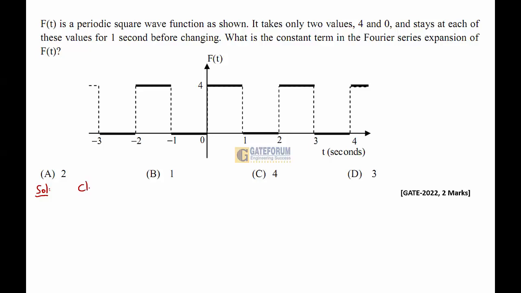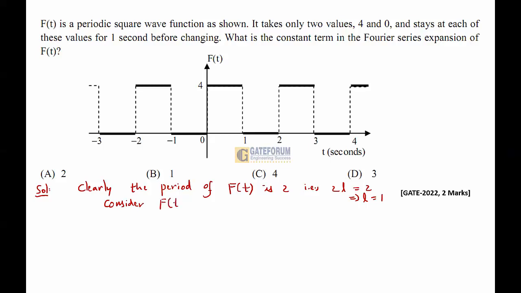Solution. So clearly, the period of f of t is 2. Generally we compare the period with 2L or 2 pi. From this, L is equal to 1. Now consider any interval 0 to 2 or 2 to 4 etc. Usually Fourier series problems are in the interval 0 to 2L or 0 to 2 pi like that.